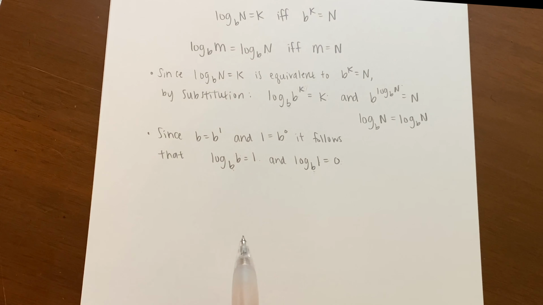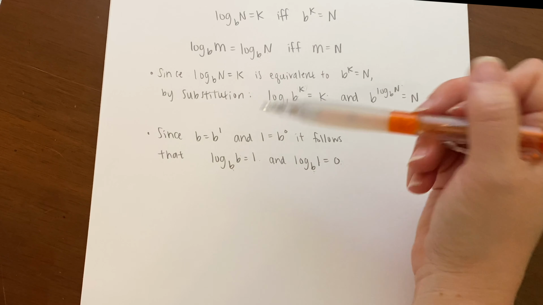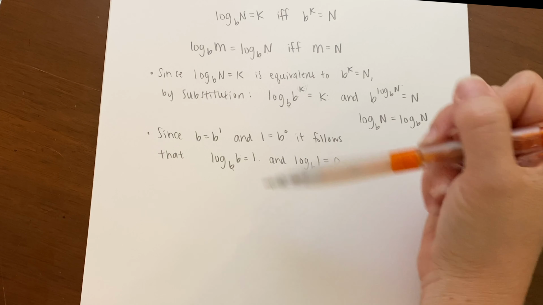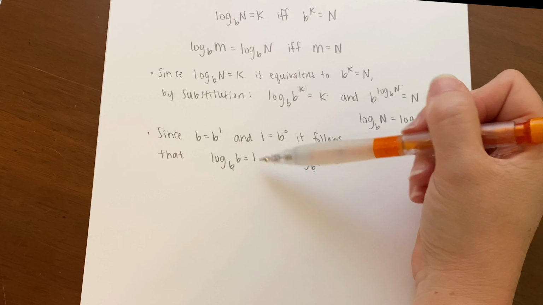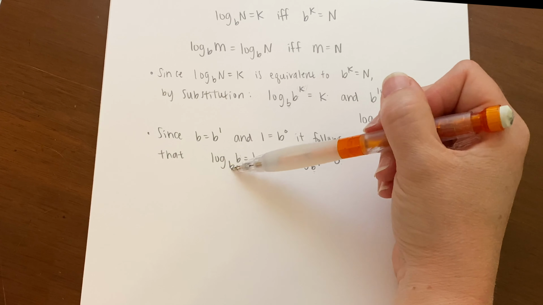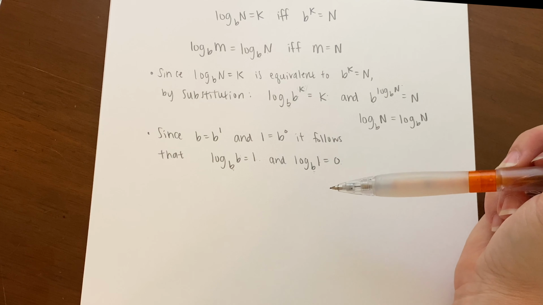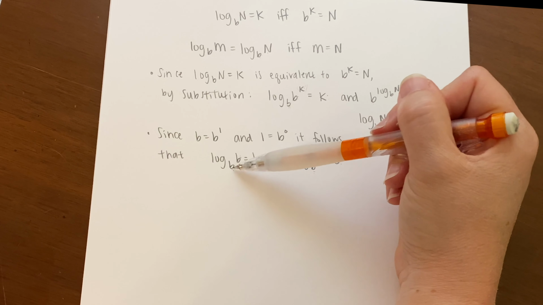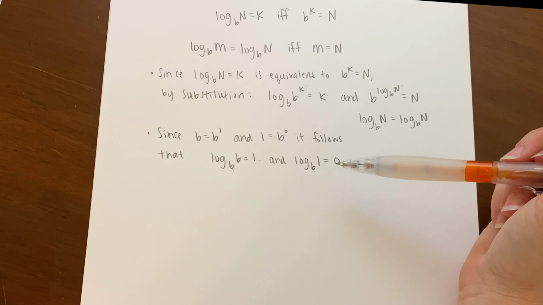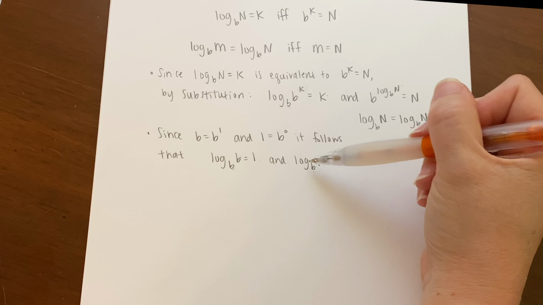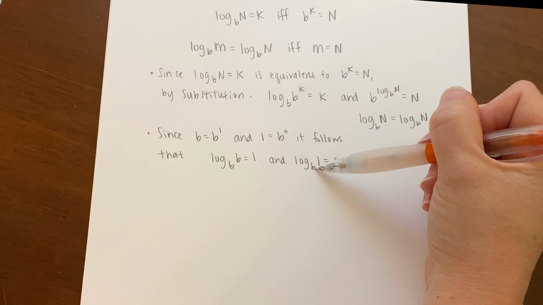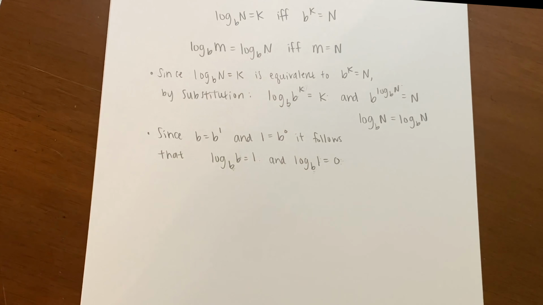So how does this come in handy? If you're doing a problem later, log base 12 of 12, it's going to equal 1. Log base 11 of 11, it's going to equal 1. Log base 2 of 2, it's going to equal 1. If you have log and the base of these two things match, it's going to equal 1. Over here, if you take the log base anything of 1, it's always going to equal 0 because anything to the 0 power equals 1.